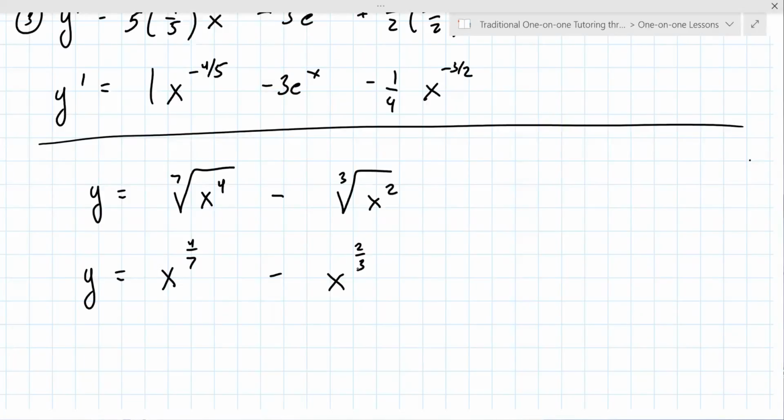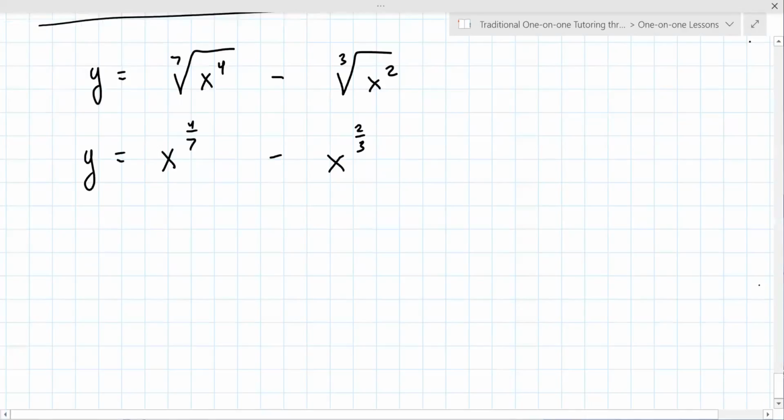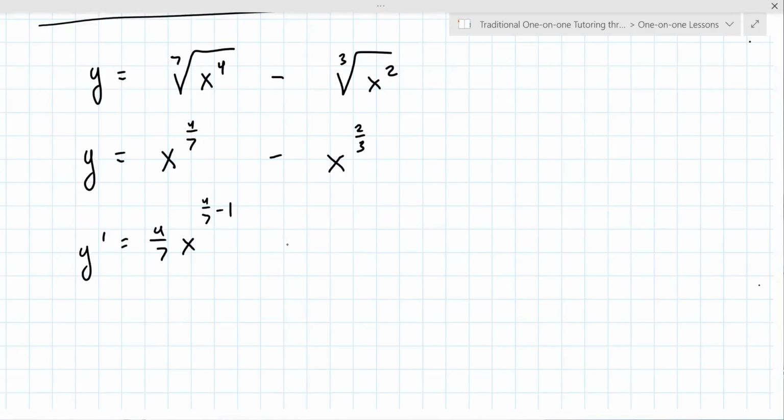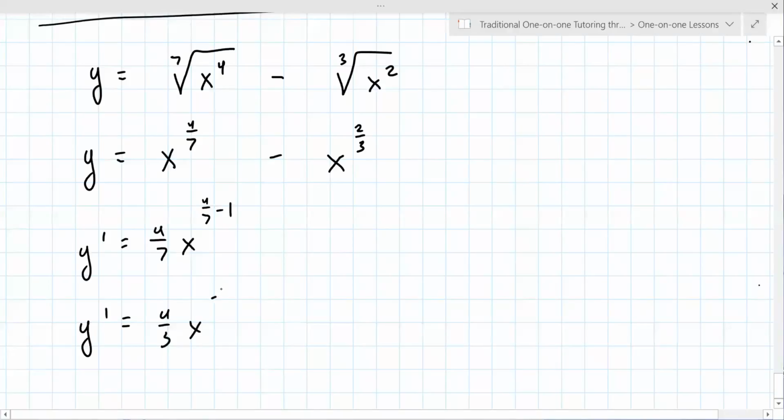Okay, so what's the derivative? The derivative is 4/7 x to the 4/7 minus 1. No, minus, what is this? 4 minus 1, which is 7/7. Then minus 3/7. Yes. Okay.